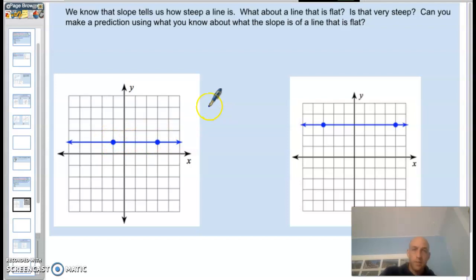So the vertical is 0 because it doesn't go up. There is 0 vertical change, right? From here to here, I didn't go up at all. And the horizontal or the side to side does change. How much did the points move over? 1, 2, 3, 4.